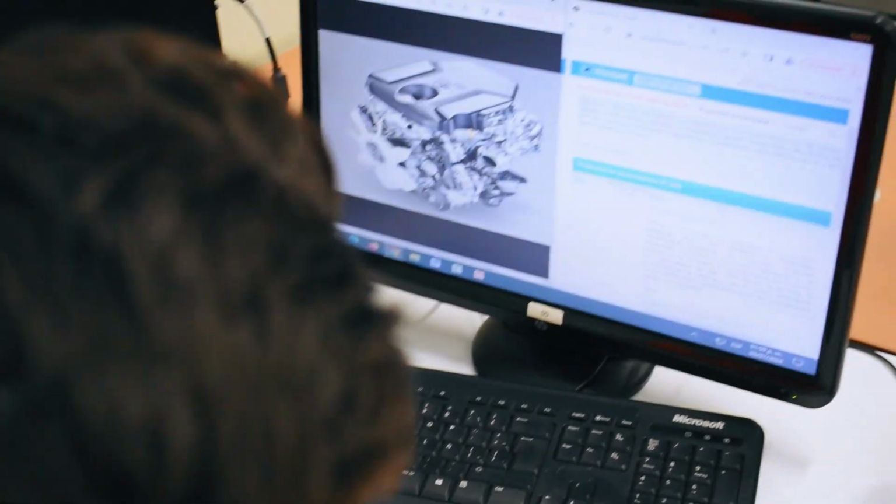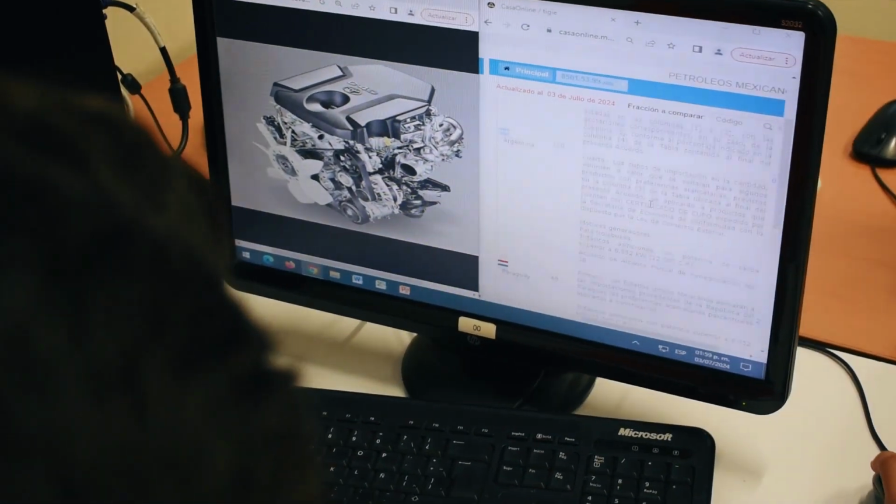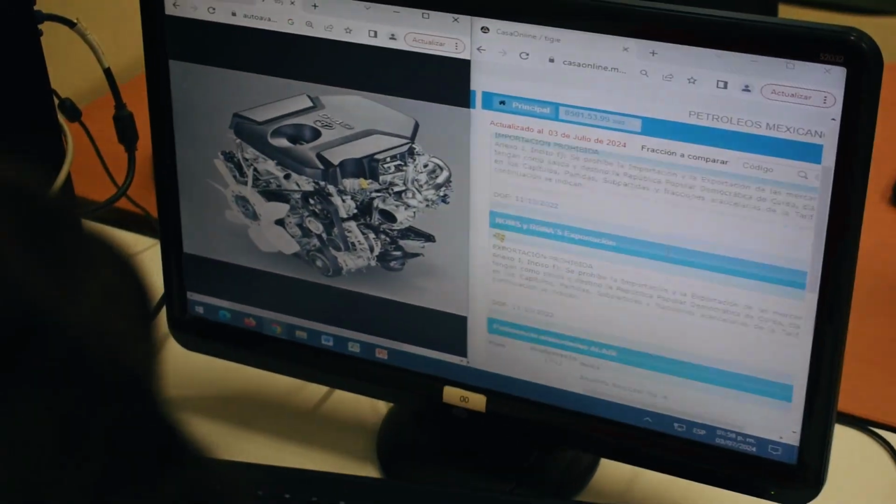Mainly for the engine, the classification is 8407 34 0399 for the Toyota Camry 2.5 engine. We also continue with the fraction for the headlights, which is 85 12 90 07 004, and finally the fraction for the car speakers, which is 85 18 29 99, taking into account the general classification rules 1 and 6 for the final classification for our products.